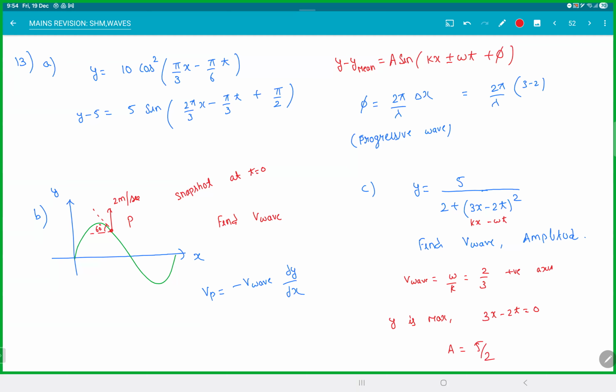Clear with this? So this is not a sine wave, but this is a wave equation. Do you guys remember for a wave equation, there are three conditions? It should be in the form of kx plus or minus omega t. Second, it should be continuous and differentiable. The double differential should be valid: dou square y by dou t square is equal to v wave square dou square y by dou x square. Third, the function should be finite for all x and t. It should be a bounded function. Those are the three conditions.